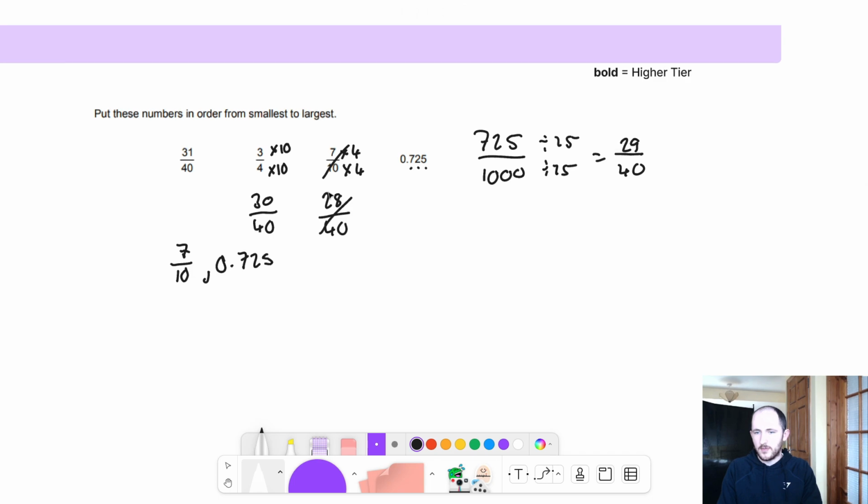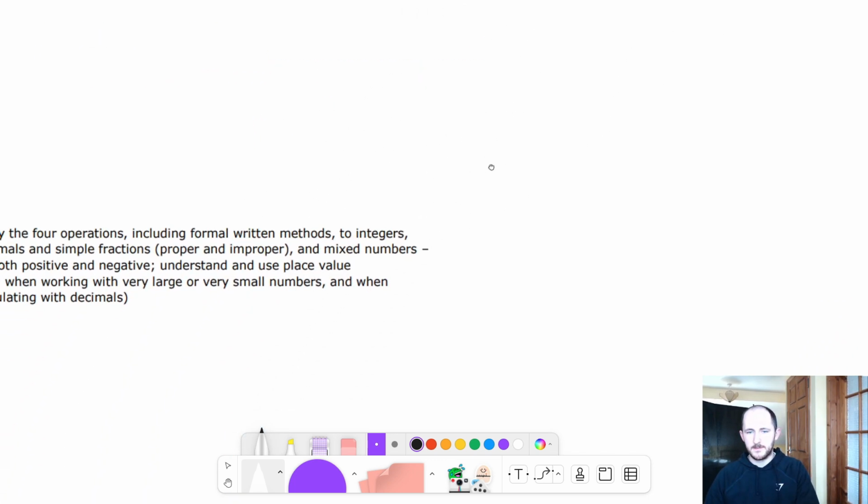Again, you write the original, not the modified version that you've done. Then it would be 30 over 40, sorry, 3 over 4, I just made the mistake myself. And then it would be 31 over 40. Okay, so just remember to write the original. The only marks I ever see get lost on this is not writing the original values.